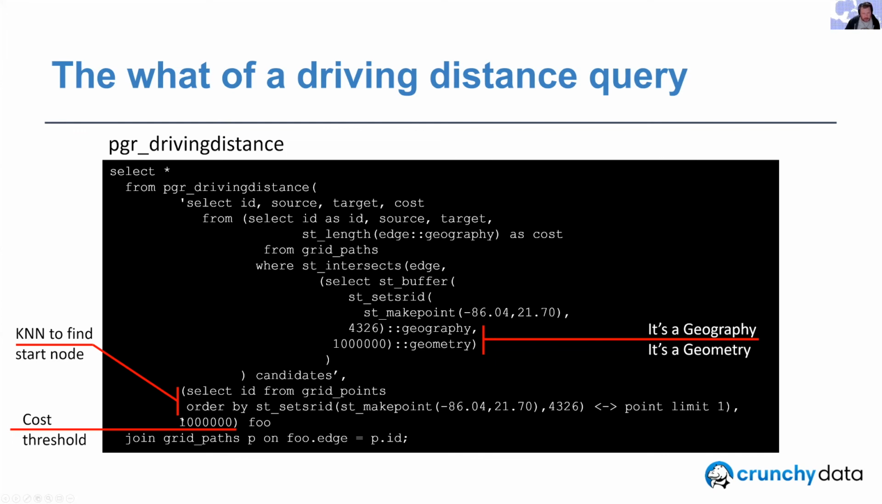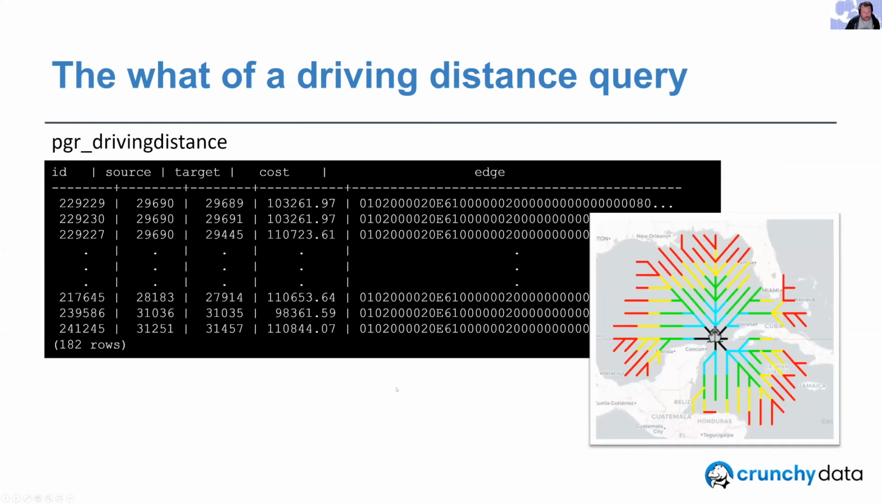Here's the KNN to find the original node. And this is the cost threshold, which is 1,000 kilometers. And for driving distances, these 2 numbers are very easy to keep in line, because if I know that my driving distance isn't going to be longer than this, I don't have to search a network that's further than that distance out from my original point. That's also why our cost length is done as casting to a geography, because these will add up to be less than 1,000 kilometers.